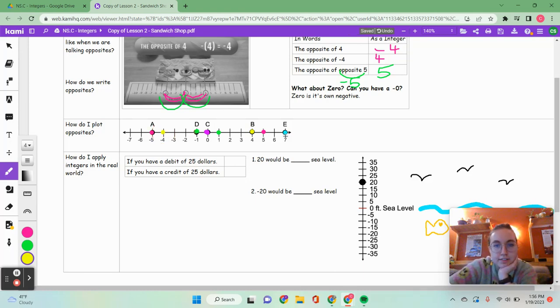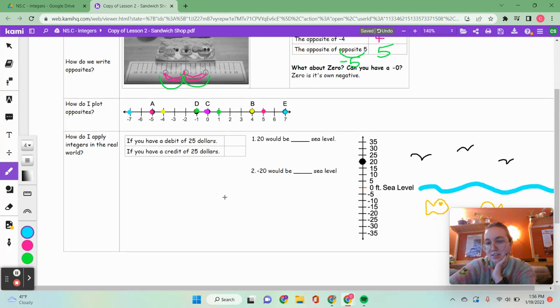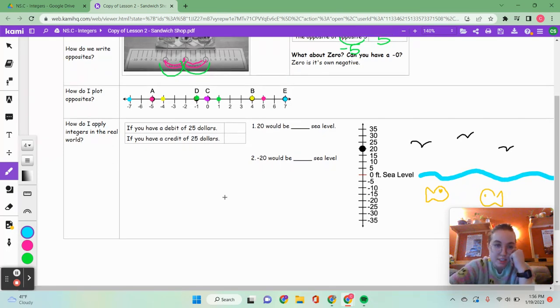And the last one I have is this 7. If I want to find the opposite of positive 7, well, to get from 0 to 7, I need to go to the right 7. So I can go to the left 7, and that puts me at negative 7. If I want the opposite of 0, we just talked about that. The opposite of 0 is itself. Sometimes people say that 0 has no opposite, but the opposite of 0 is itself.